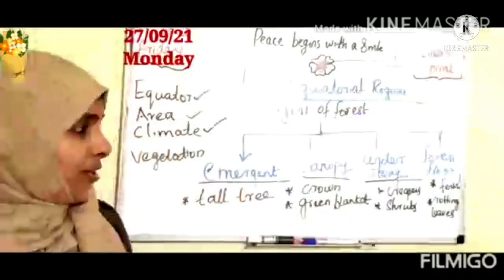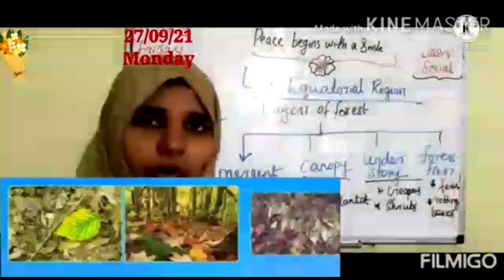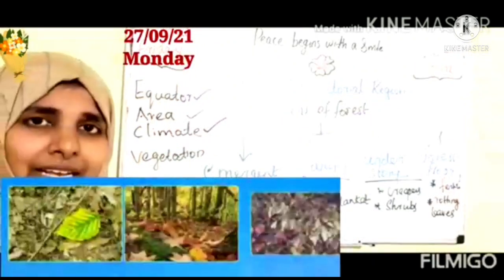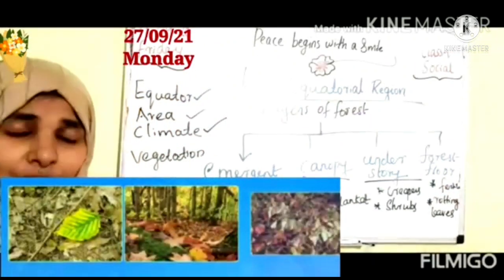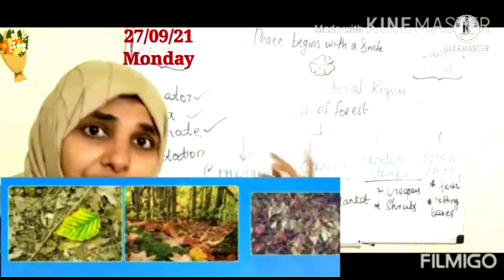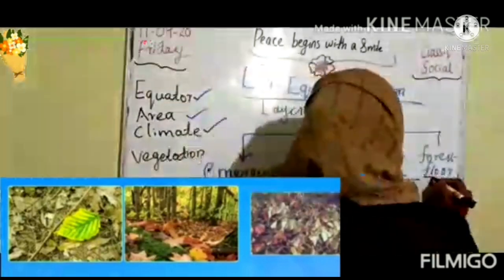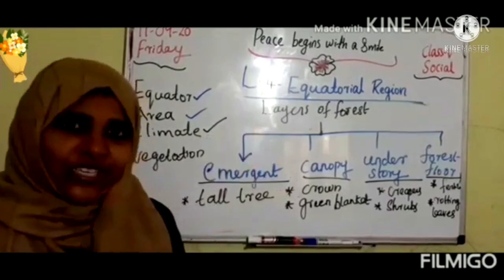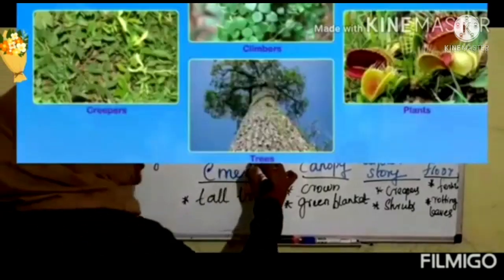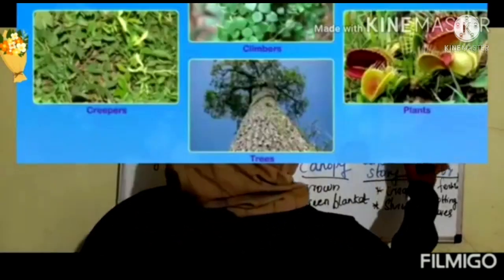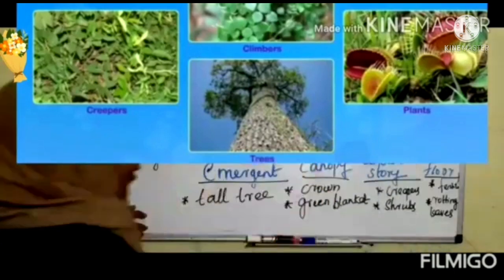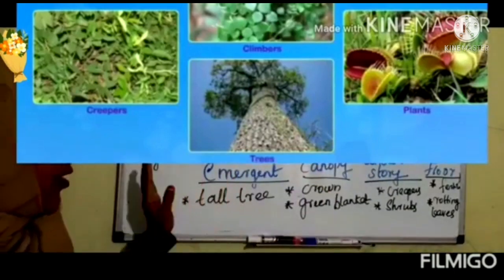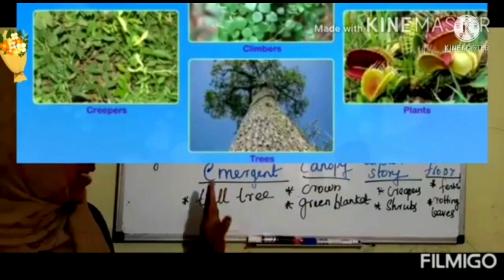Then the last layer of the forest is the forest floor. Because of the rotting leaves in the thin layer of the forest floor, the soil becomes very fertile. So these are the different layers of the forest. What are they, children? Emergent layer, canopy layer, understory layer and forest floor layer. All should learn this very neatly.